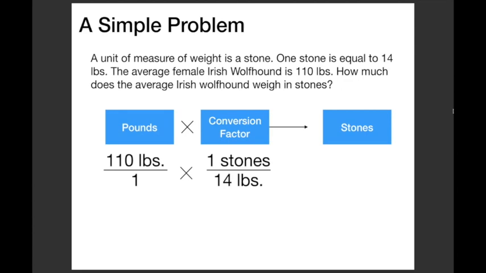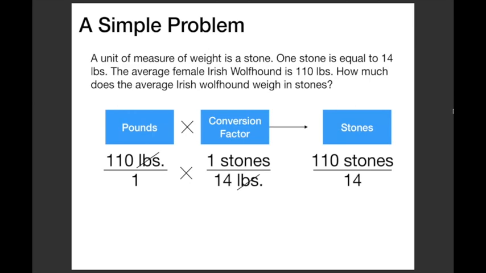If we take our 110-pound average female Irish Wolfhound and multiply that through by our conversion factor, what will happen is the pounds will cancel out. Multiplying through, we have it in the numerator in the pounds and in the denominator in the conversion factor, leaving us with just stones, which is the unit that we want.